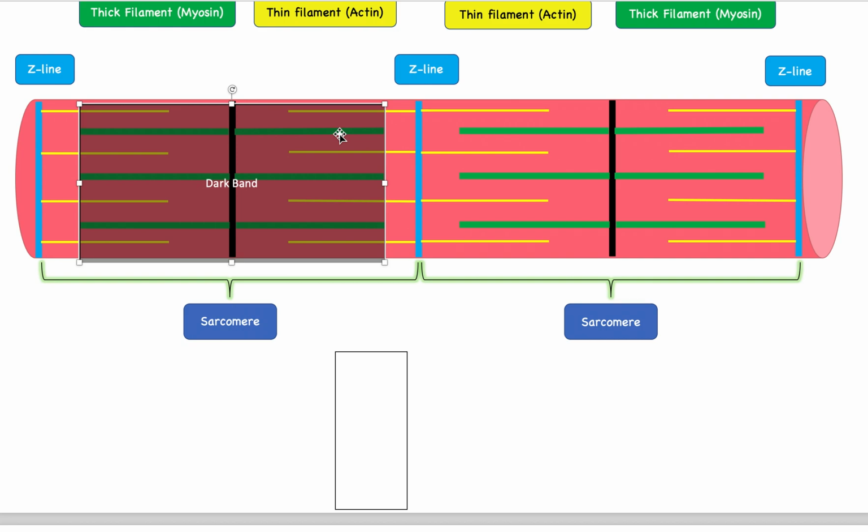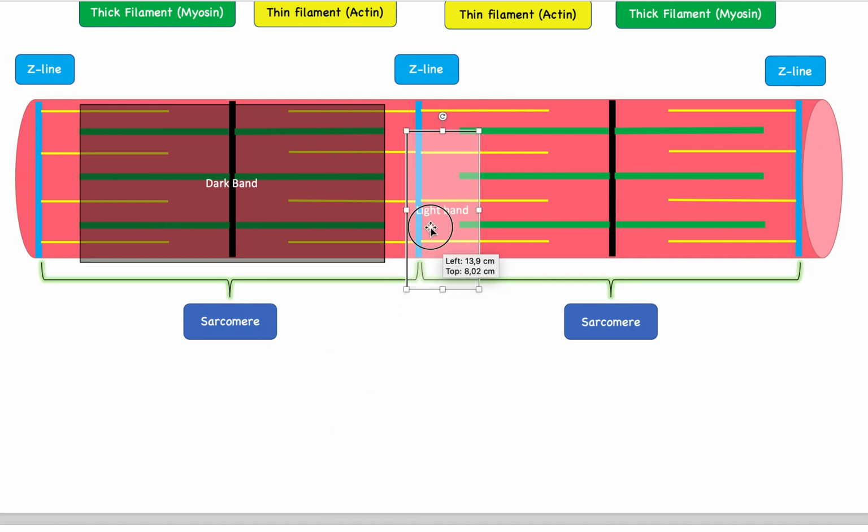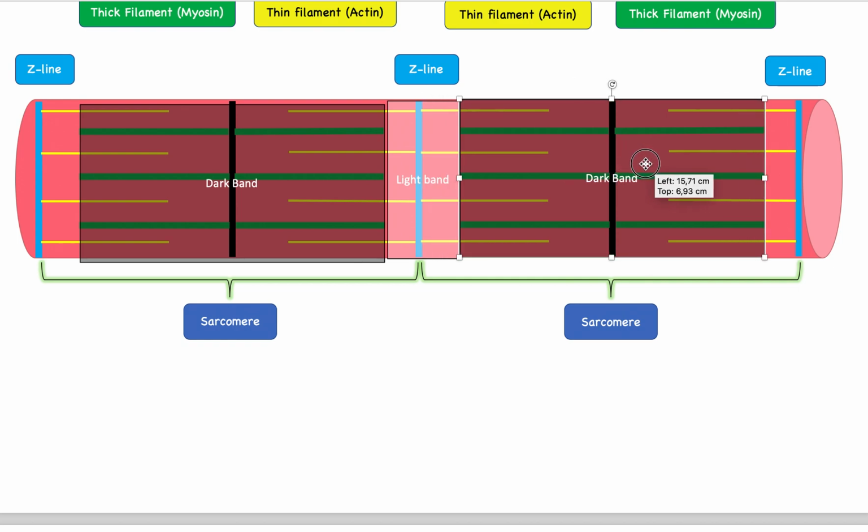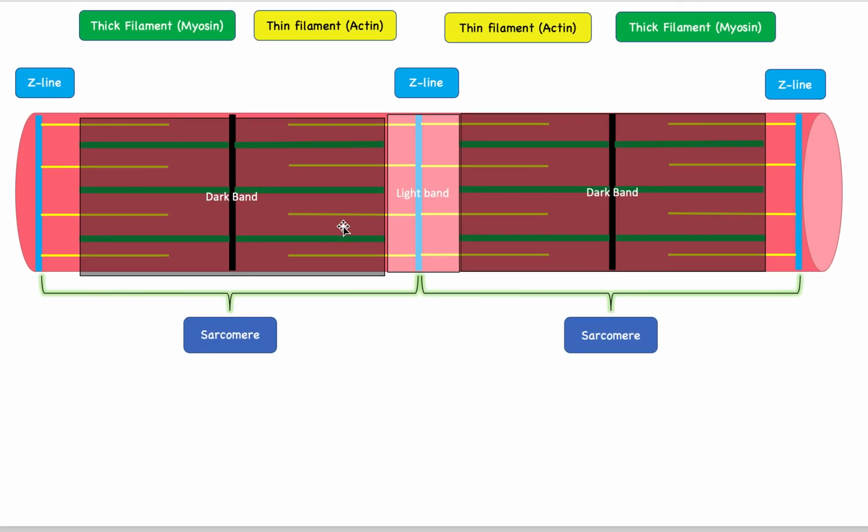The light band is the whole section where there are only thin filaments, so no thick filaments. So that would be this zone here. This would be the light band, because this is the whole zone where there's only yellow, only the thin filaments. And again, if we copy it, this will now also be the thick dark band of the next sarcomere, and so on. You understand the concept. So this is all the names and kind of stuff you need to know.